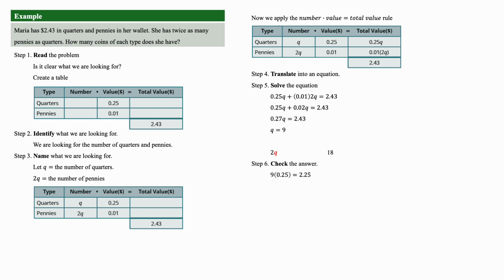And we check the answer by making sure that 9 quarters is equal to 225 cents. And then we make sure that the 18 pennies is equal to 18 cents. And then by adding them together, we get $2.43. So we are correct. Then let's answer this question by stating that Maria has 9 quarters and 18 pennies.